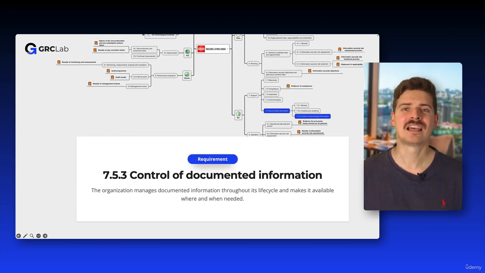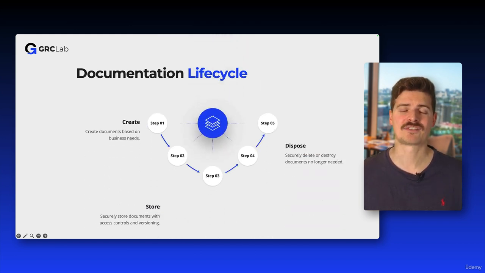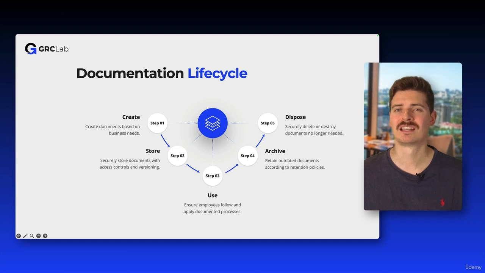Next up, let's have a look at 7.5.2, creating and updating. Now here the required activity is that the organization manages documented information throughout its lifecycle and makes it available where and when needed. So in an ISMS, documentation follows a structured lifecycle to ensure it remains accurate, accessible, and secure. Let's go through the 5 key stages.